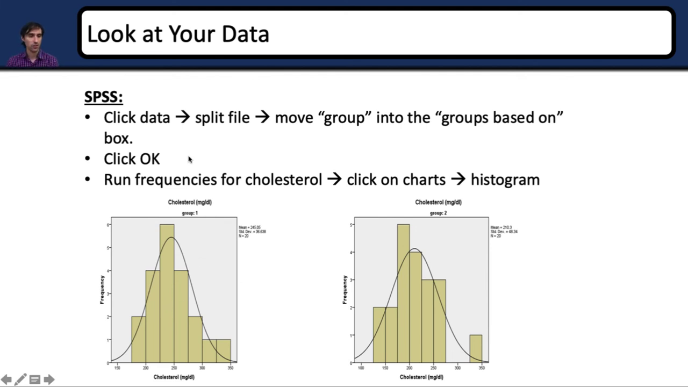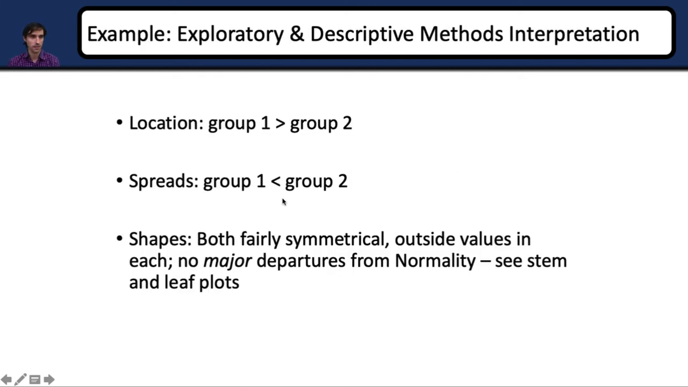Okay, here are our graphs. We get to look at the cholesterol of group 1 versus group 2, and we were able to look at this by splitting the file by group. You can turn those into your own histogram. I just want to get straight to the fun data.